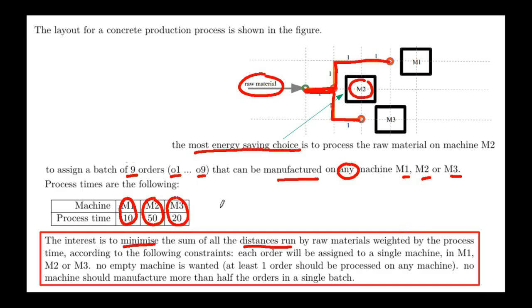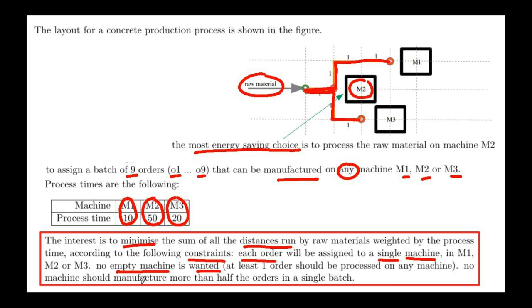So it's like a compromise between the distance run by raw materials and the process time these raw materials will spend in every machine, well, in the machine where they are being processed. But we have several constraints. Each order will be assigned to a single machine, so each order to a single machine, M1, 2, or 3. And we don't want empty machines, okay? No empty machine is wanted unless one order should be processed on any machine.